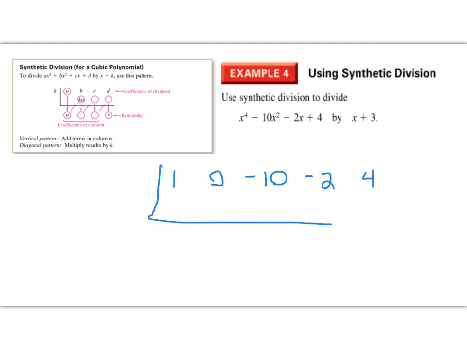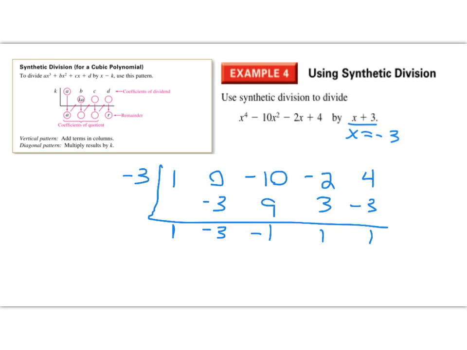And what you do is you solve this. So this is x equals -3. So you're using -3. And then what you do is drop your first one, multiply by -3 and add. Multiply by -3 and add. 3, 1. And this is -3, 1.